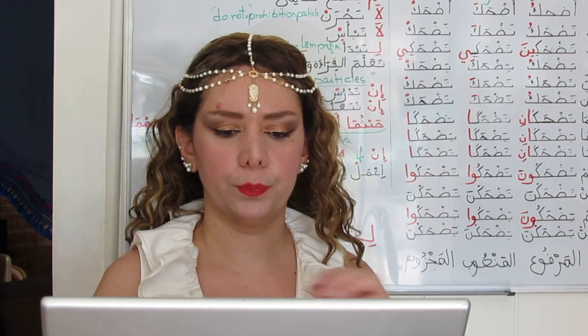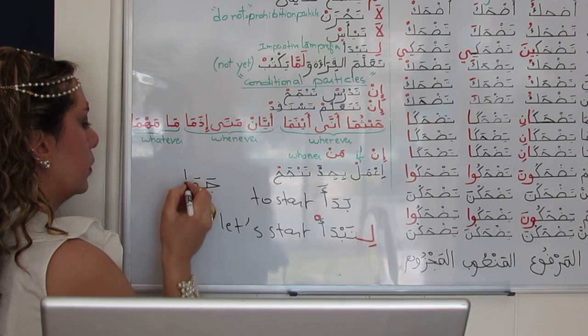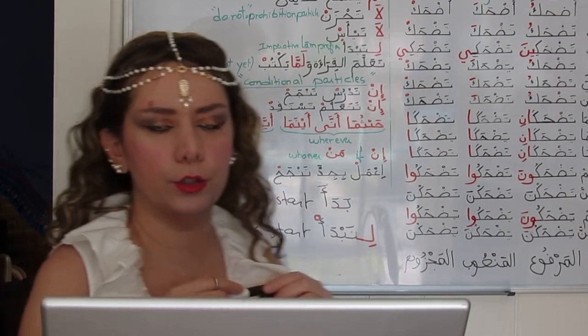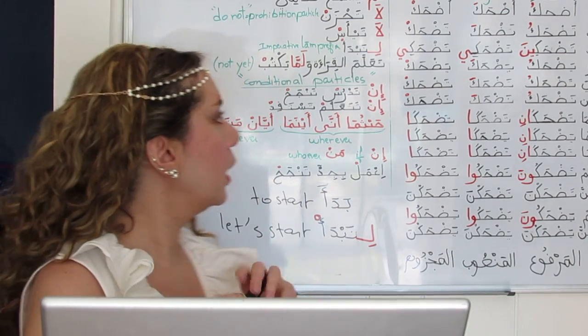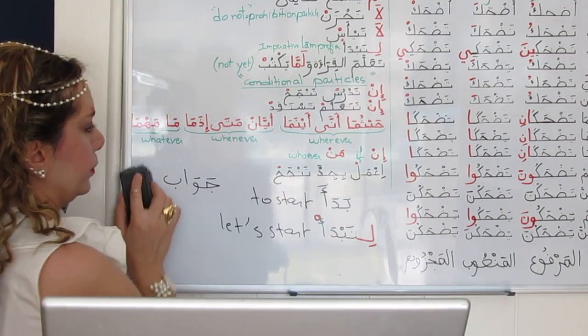The second type of particles. So the particles that put two verbs into the jussive case. The first one is the conditional verb, and the second verb is its answer. Answer means جواب. Another vocabulary word to learn. جواب. So our first particle, in. In means if.